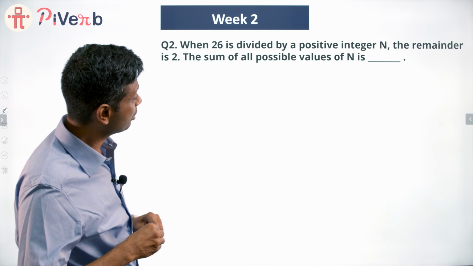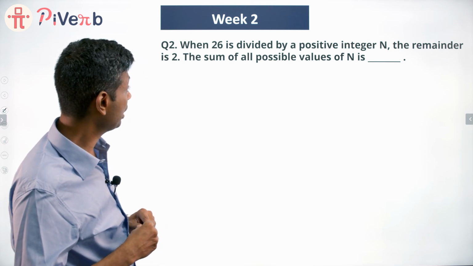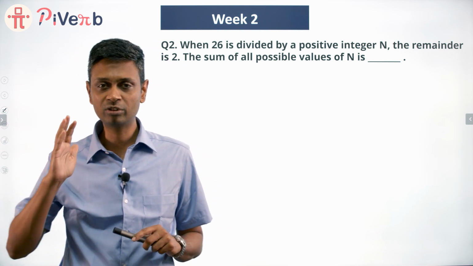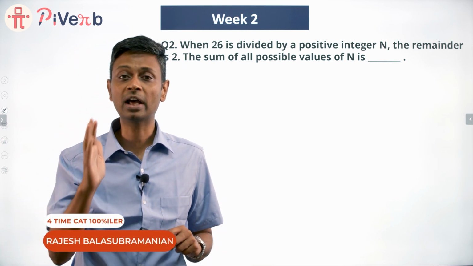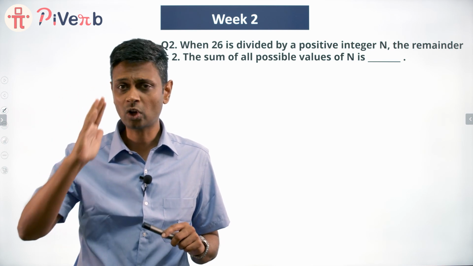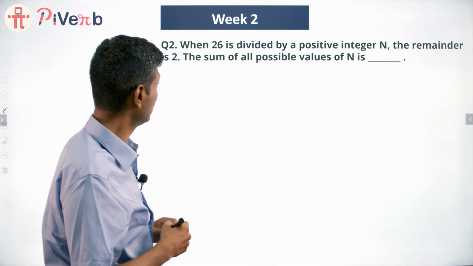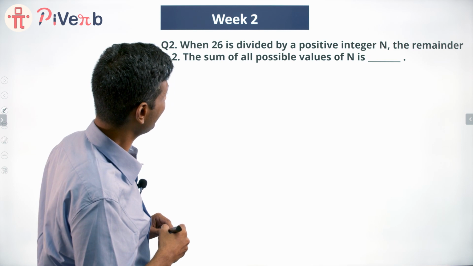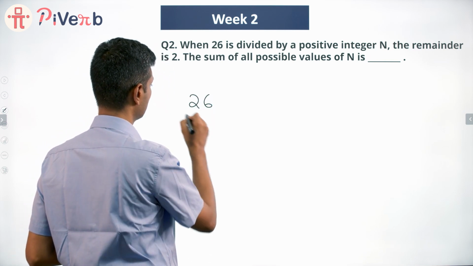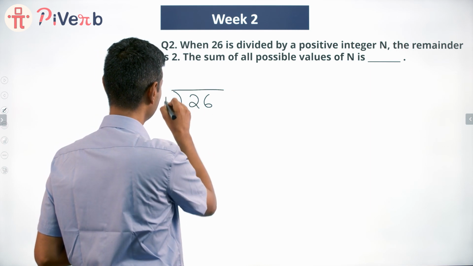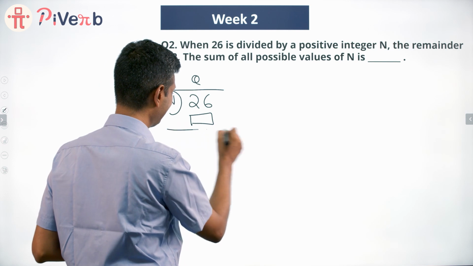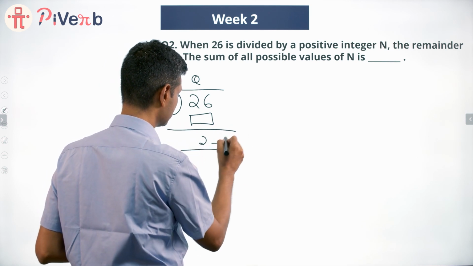When 26 is divided by a positive integer n, the remainder is 2. Wonderful. One of my favorite questions, because this takes you through a beautiful fundamental idea about the very nature of divisor, dividend, remainder, quotient, all of that. It's a beautiful question. So 26 is divided by n, there is some quotient, something comes here, in the end the remainder is 2.